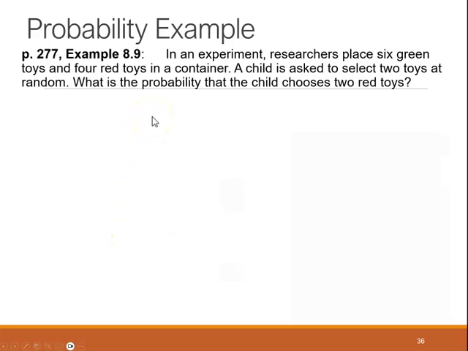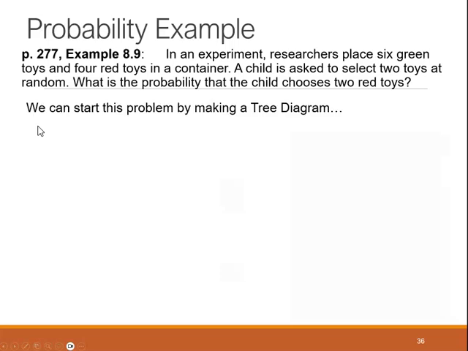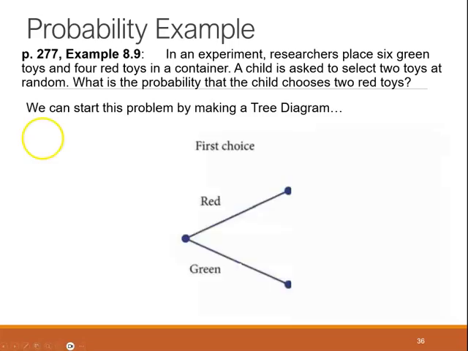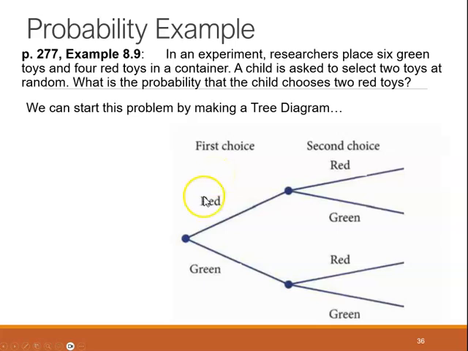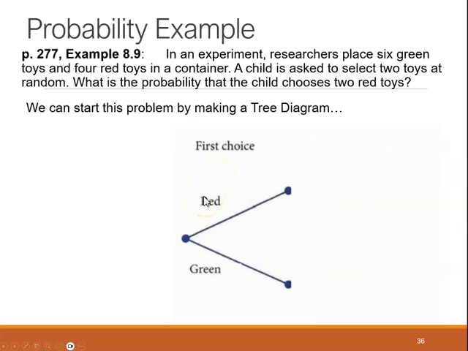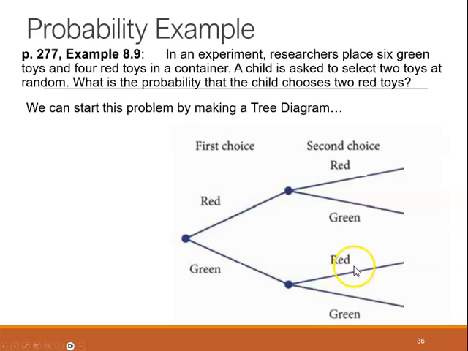All right. In an experiment, a researcher has placed 6 green toys and 4 red toys in a container. A child is asked to select 2 toys at random. What is the probability that the child chooses 2 red toys? Okay, first choice, red or green. The probability of choosing a red toy is 4 out of 10. Okay, never mind. We're going to do this first. And the second choice, again, red or green.